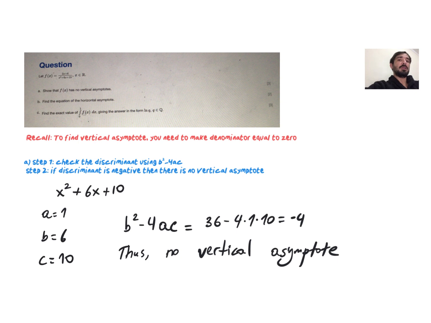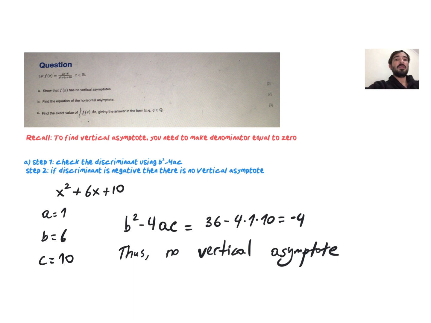Before we start, I want you to recall something. When you find the vertical asymptote, you need to make the denominator equal to 0. This is the golden rule, and we have the steps over here on how to check them.